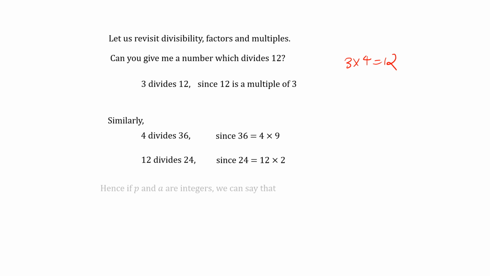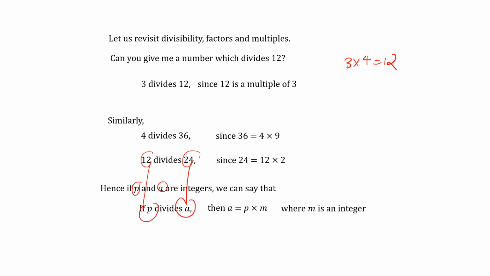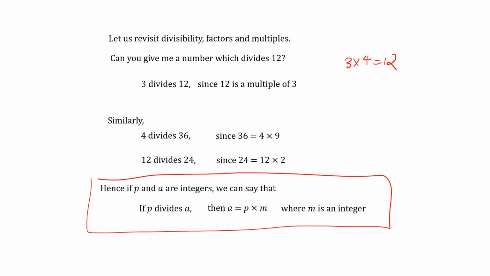So if we were to put it algebraically, suppose I have p and a as integers, then we can say that if p divides a, that means a is a multiple of p, correct? Here we're just using the same analogy. So if p is dividing a, we are basically saying that a is a multiple of p. This we'll be using often, this particular statement, in some proofs. We'll come to that proof later.